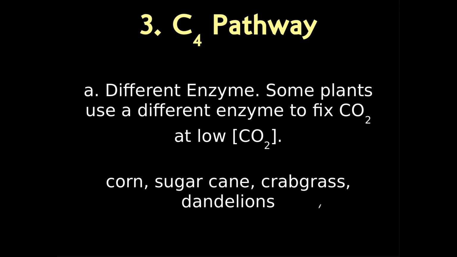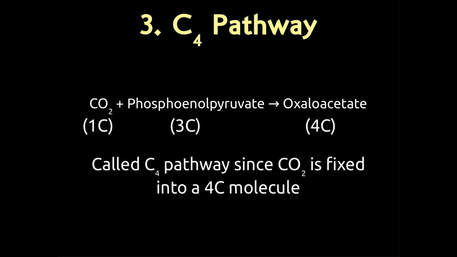Now, some plants, especially ones that are in water limiting or hot situations, have found a way to not completely eliminate photorespiration, but to at least ameliorate it. They use a different enzyme. So some plants, C4 plants, which we're going to talk about why they're called C4 plants in just a little bit, use a different enzyme to fix CO2 at low carbon dioxide levels. These C4 plants include things like corn and sugarcane and crabgrass and dandelions and a handful of other things that are really useful to us.